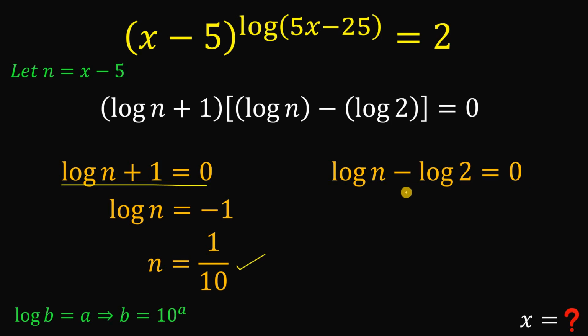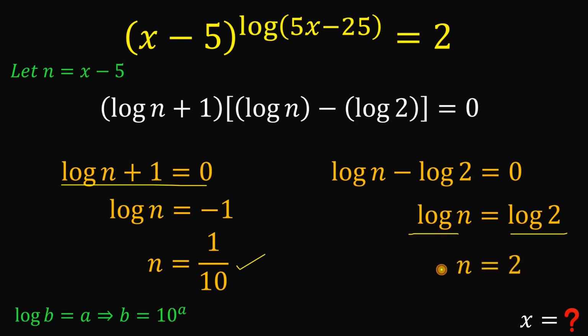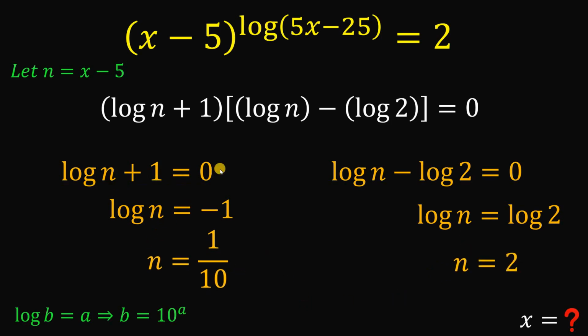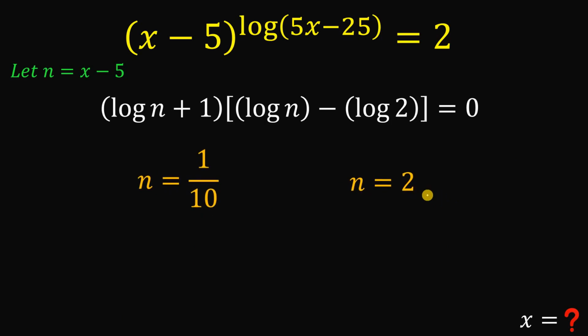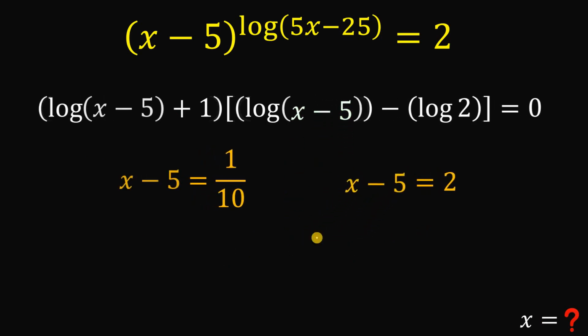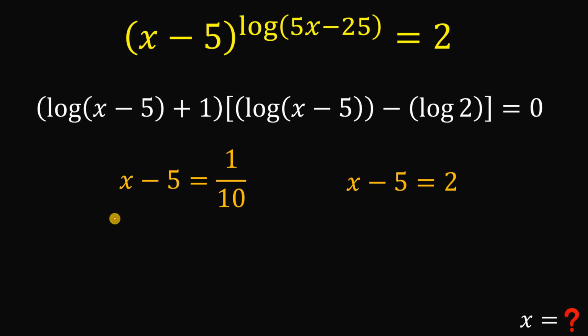Now, how about the second case? Add log(2) on both sides. Take note, we have logarithm on both the left- and right-hand sides. Therefore, we can say that n equals 2. Alright, so we found n equals 1 over 10 and n equals 2. But we don't care about the value of n, because what we want is the value of x. We know n equals x minus 5, so let's replace all n with x minus 5 and solve for x.